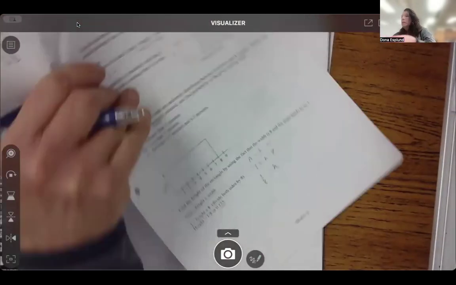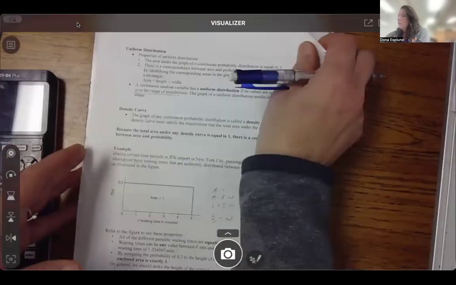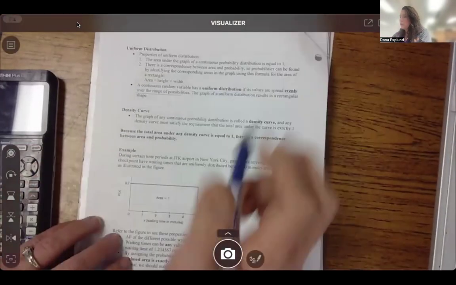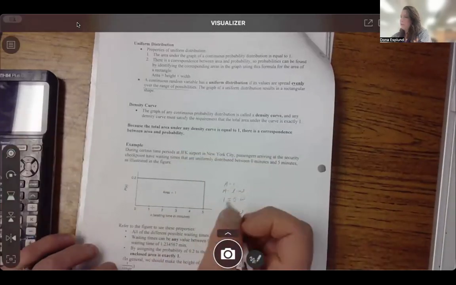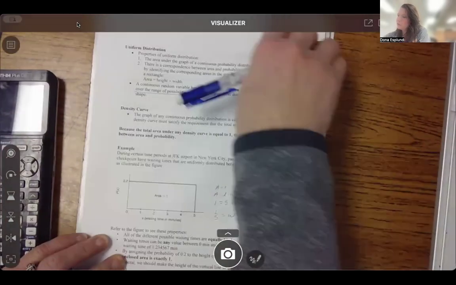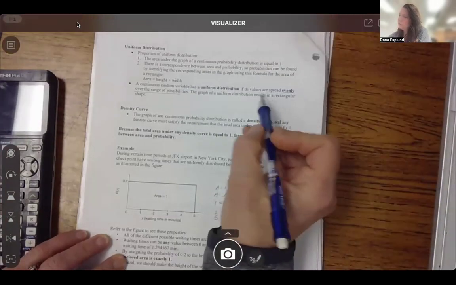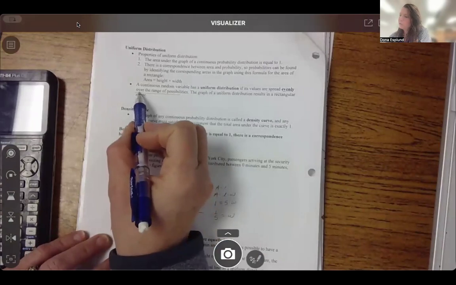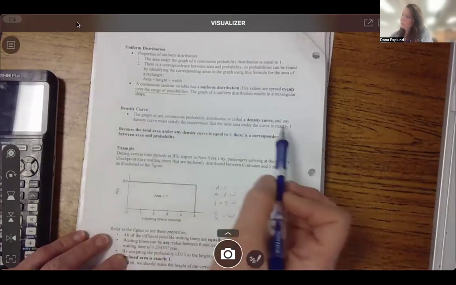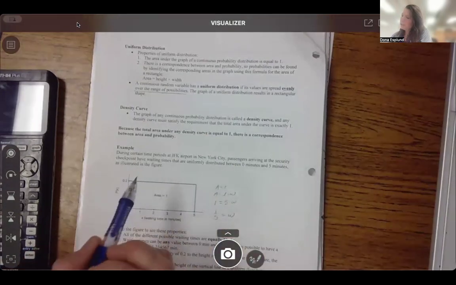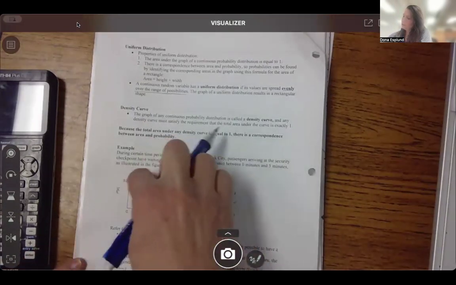Okay. The next one is going to be a uniform distribution. In other words, these are just going to be like a rectangle instead of that bell-shaped curve that we had. And you'll use those when your values are evenly spread over the range of possibilities. So let me just jump in and start with the first one. So this is going to be our uniform distribution.